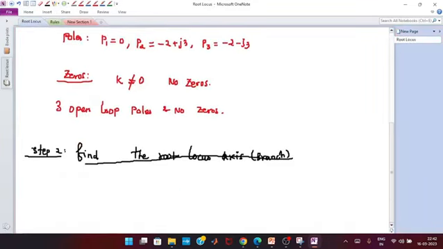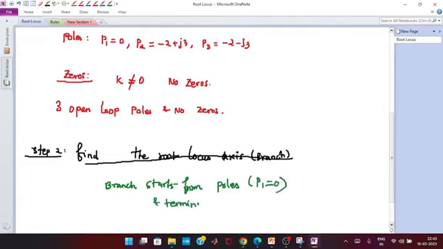So the root locus branch starts from pole, that means p1 equal to 0, and terminates at infinity. Zeros: here there is no zero, so zeros may be at infinity, right? So this is what the second step is.